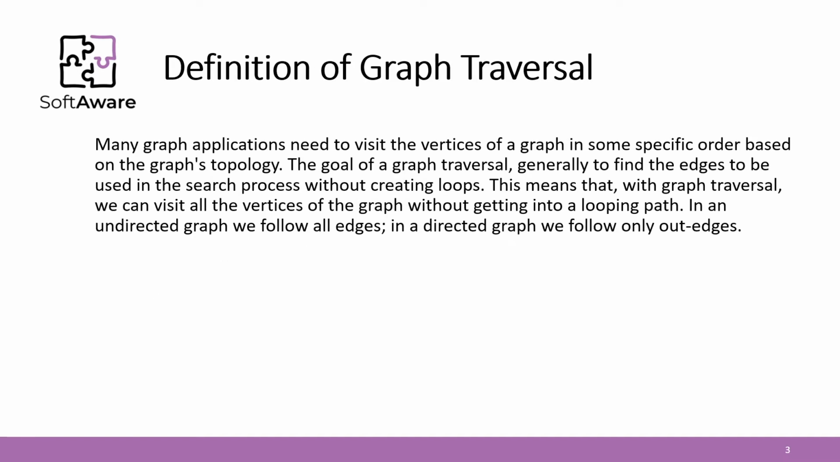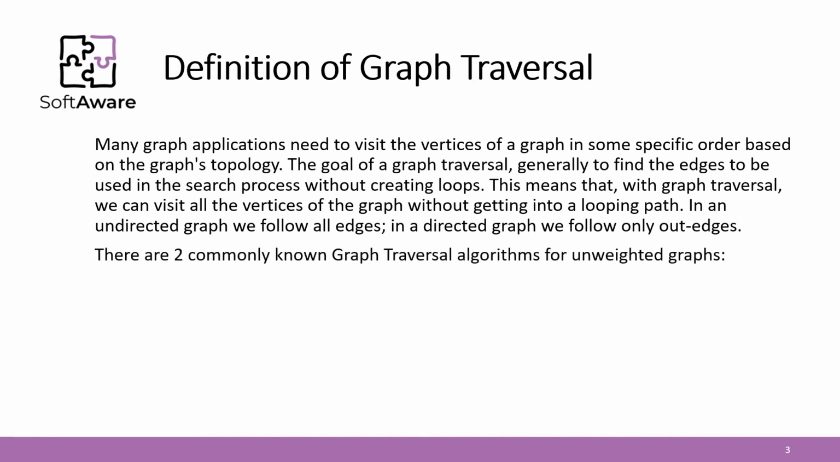Many graph applications need to visit the vertices of a graph in some specific order based on the graph's topology. The goal of a graph traversal is generally to find the edges to be used in the search process without creating loops. This means that with graph traversal, we can visit all the vertices of the graph without getting into a looping path. In an undirected graph, we follow all edges. In a directed graph, we follow only out edges.